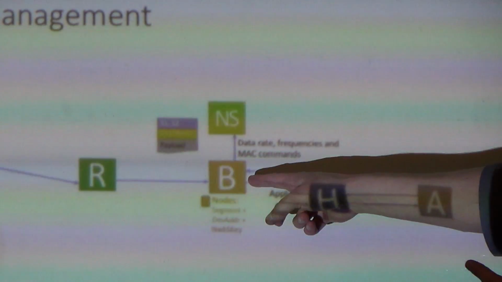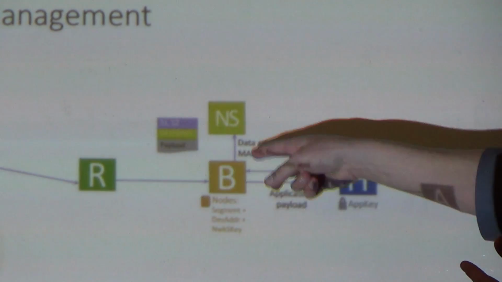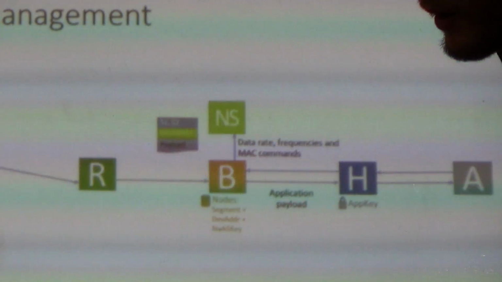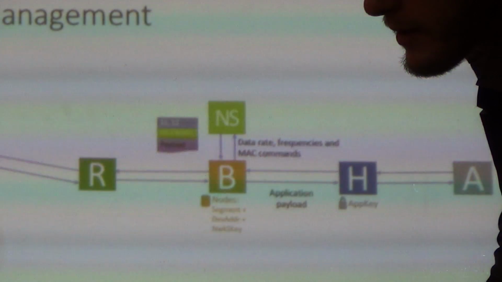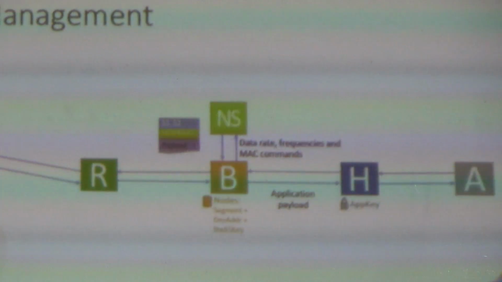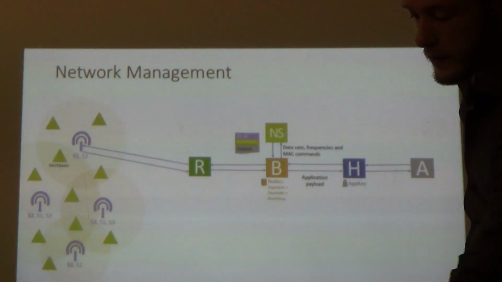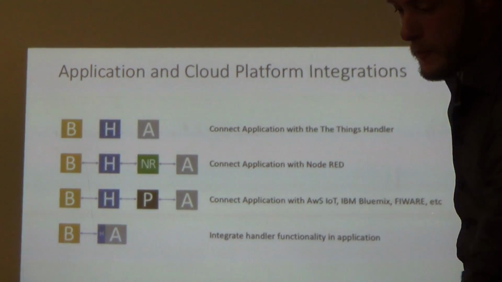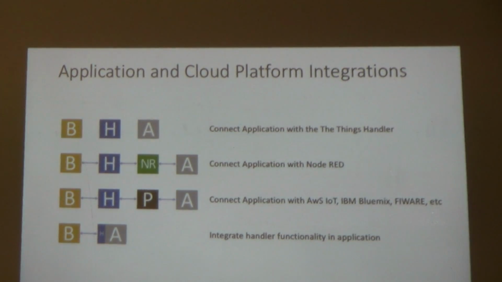So this is where the broker asks the network server, hey, give me the gateway and the frequency and the data rate. And then it replies and the broker sends it to the router and then to the right gateway that it has last seen. So that is basically the flows.